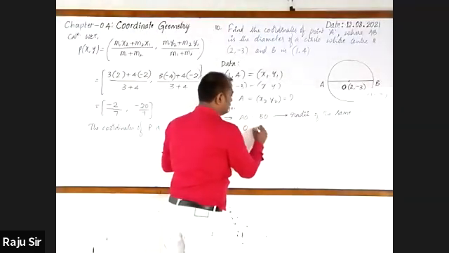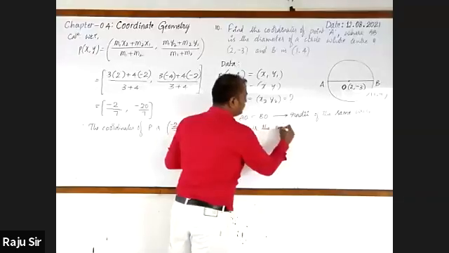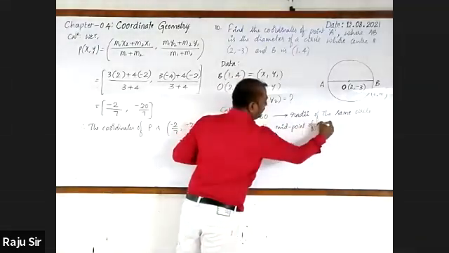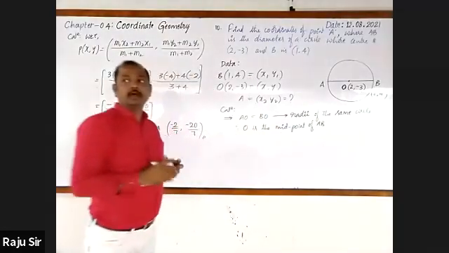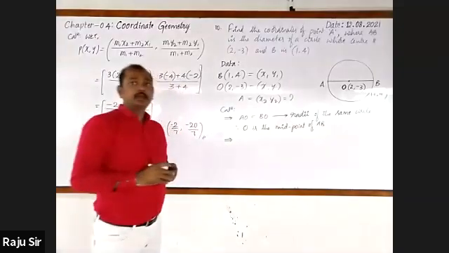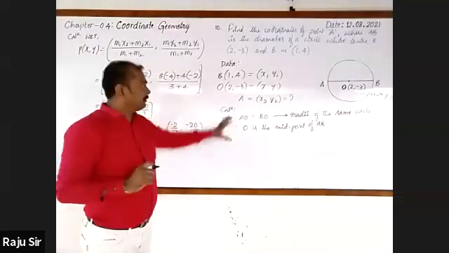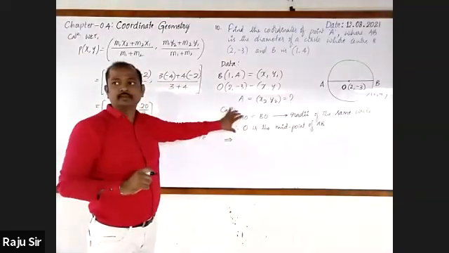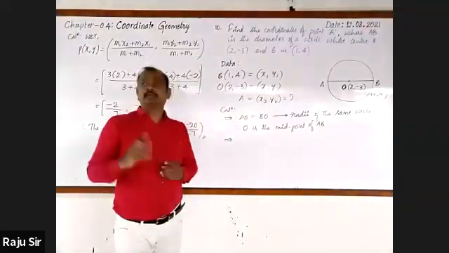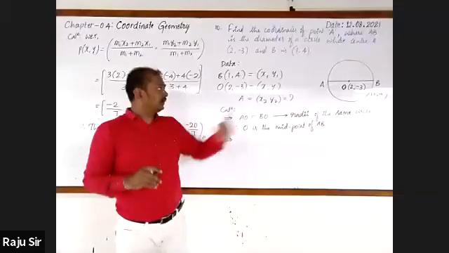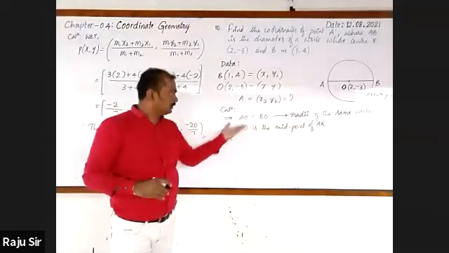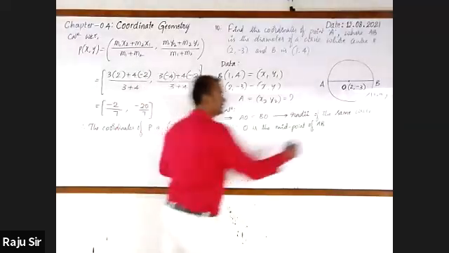Therefore, O is the midpoint of AB. Now we can go for using the midpoint formula. Before writing the midpoint formula, without fail, you have to write this. If you want to use the midpoint formula, there must be a midpoint, and you have to show that also. So, because of that, we have written these two sentences.